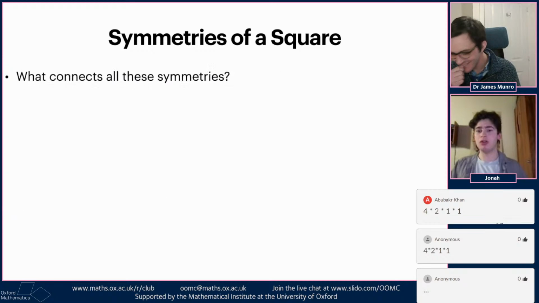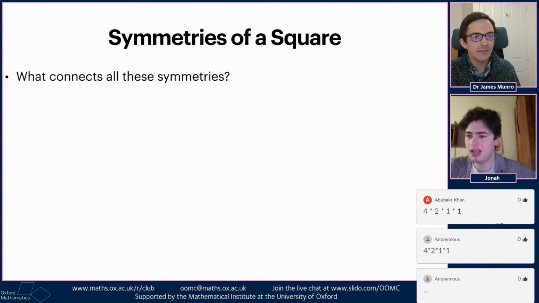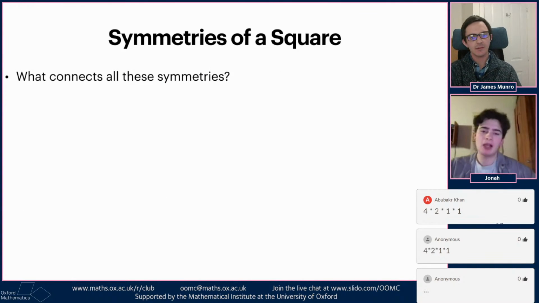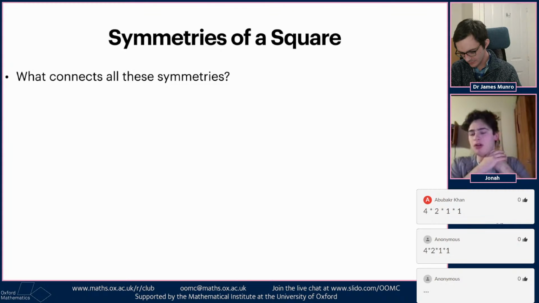Okay, moving on. What connects all these symmetries? Like if I gave you a bunch of numbers, maybe real numbers, we can connect them by, for example, multiplying them together. That's a way that we can connect these numbers. How can we multiply together the symmetries of a square?